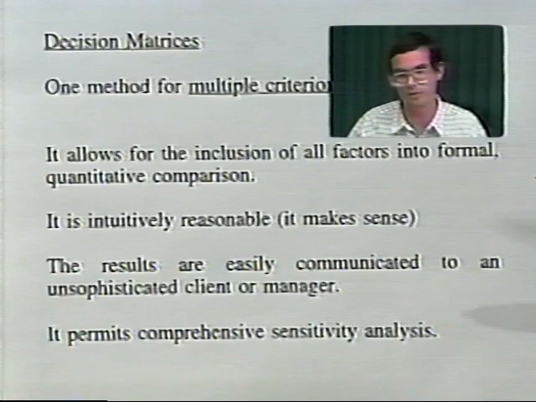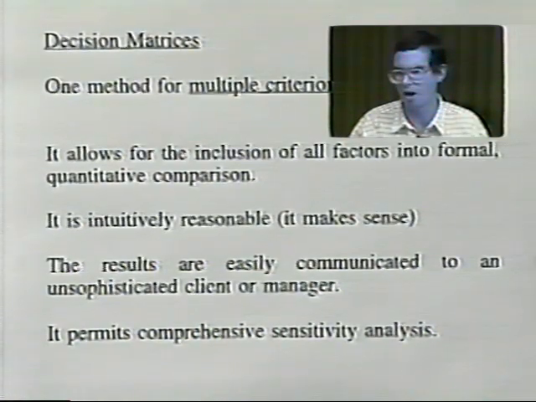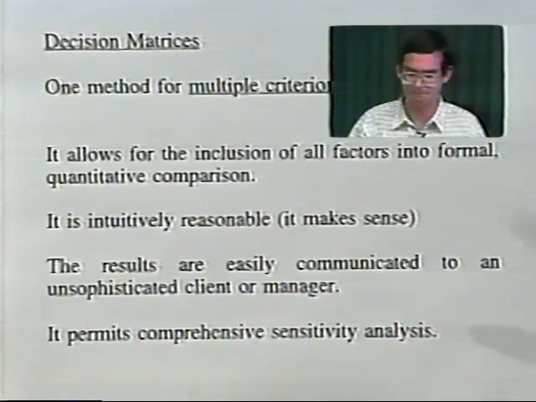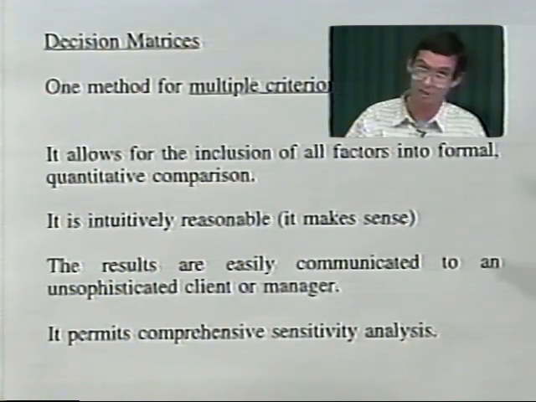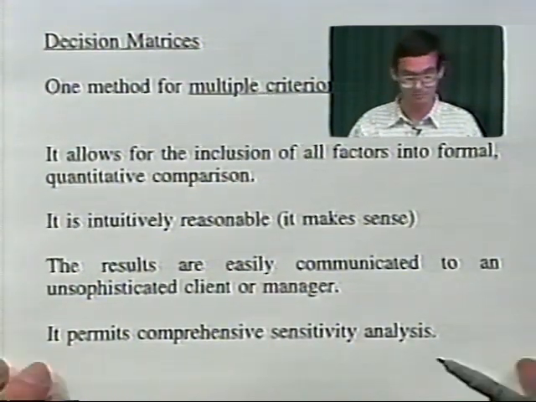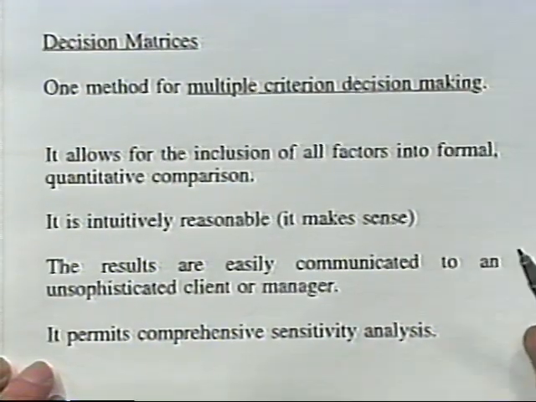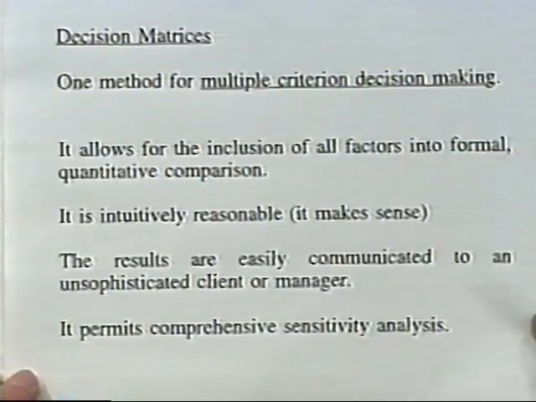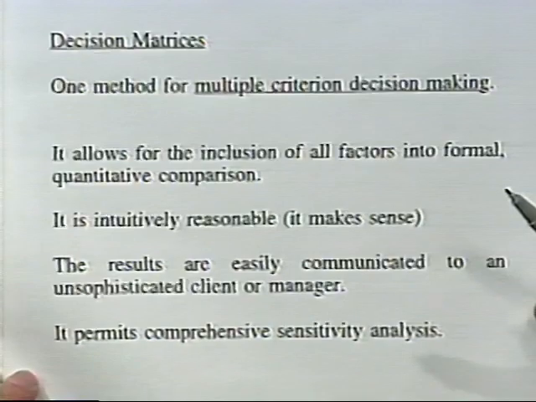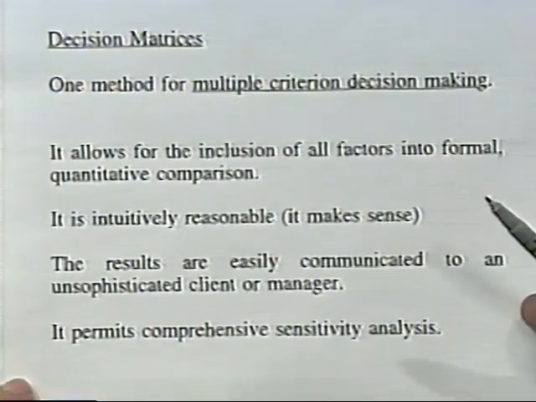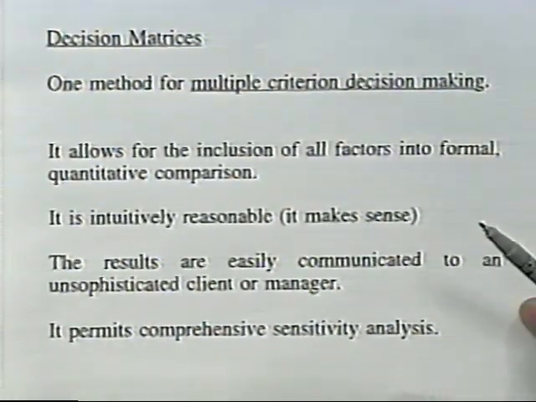And the fourth thing is that in all decisions, our information is sometimes imprecise or ambiguous, and it's really important to do sensitivity analysis. And decision matrices are designed in a way that makes it easy for us to do that kind of sensitivity analysis.